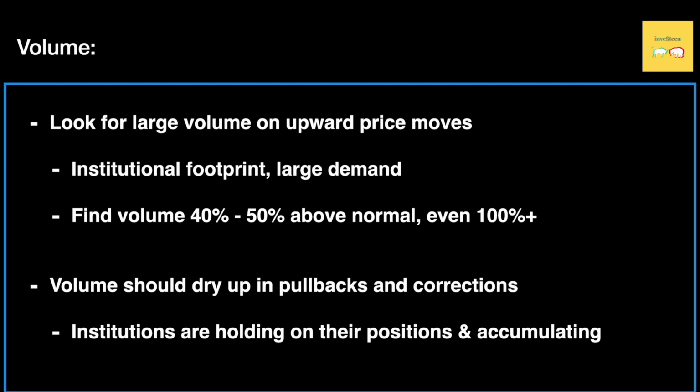On upward price moves, we want to see huge volume indicating that institutions are pouring in to purchase shares. This huge volume will be noticeable, and on basing breakouts, volume should be at least 40% to 50% above normal. However, larger volume surges such as 100% and more are also seen, which is an indication of further upward moves.